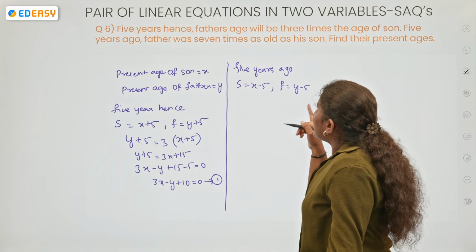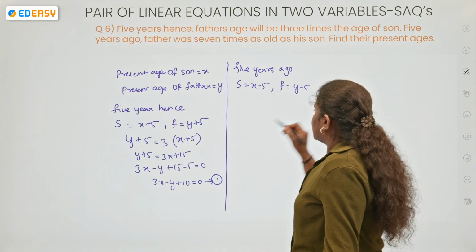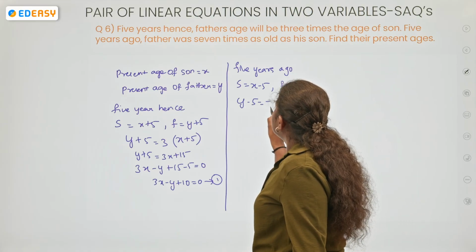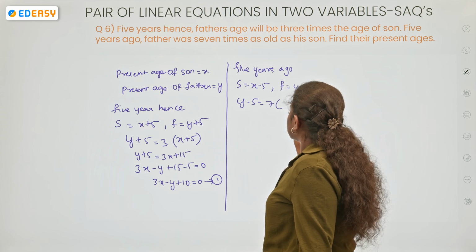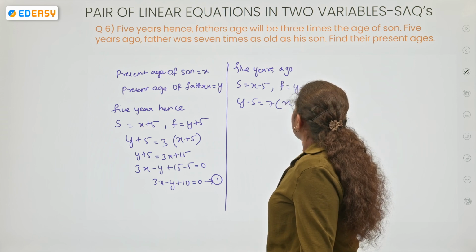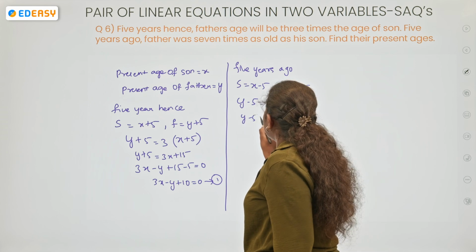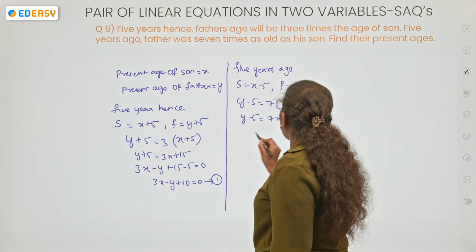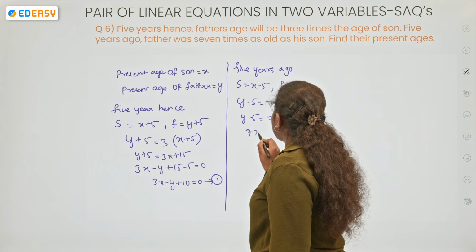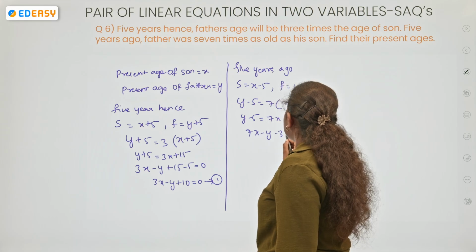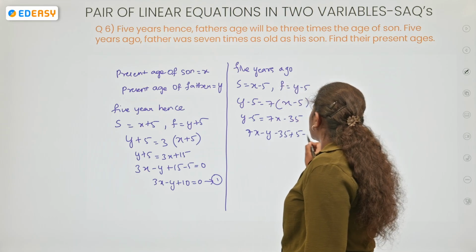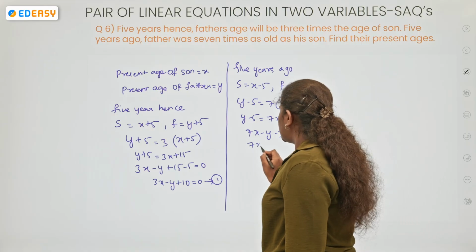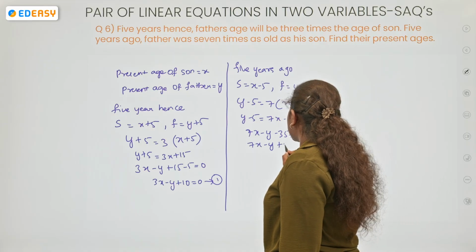Now, father was 7 times as old as his son. Father was, that means y minus 5 is 7 times as old as his son, that becomes x minus 5. So y minus 5 equals 7x minus 35. Bring all the terms to one side. 7x minus y minus 35 plus 5 equals 0. Clear?